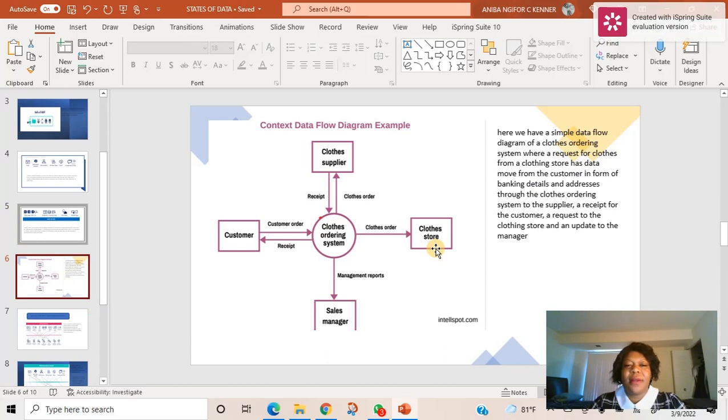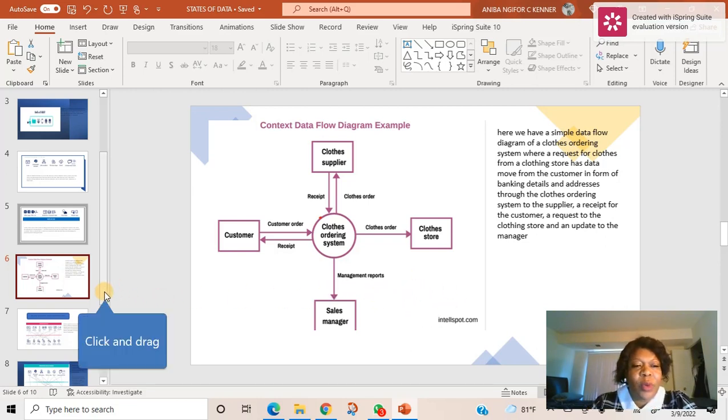Now let's look at a simple example of a data flow diagram, which is a diagram of a clothing system where a request for clothes from a clothing store has data moved from the customer in the form of banking details and addresses to the clothes ordering system, to the supplier, a receipt for the customer, a request to the clothing store, and an update to the manager. Now you see that if you understand what the request is and what the system is supposed to look like, it is very easy to create a data flow diagram.